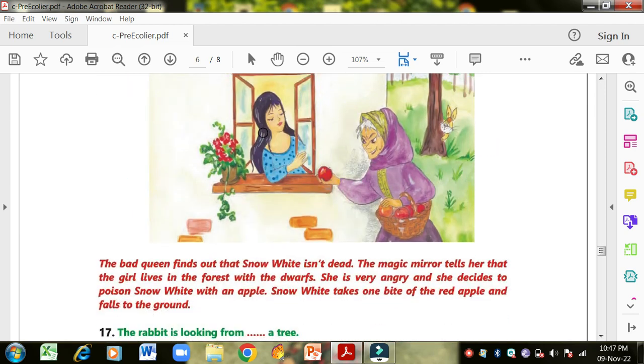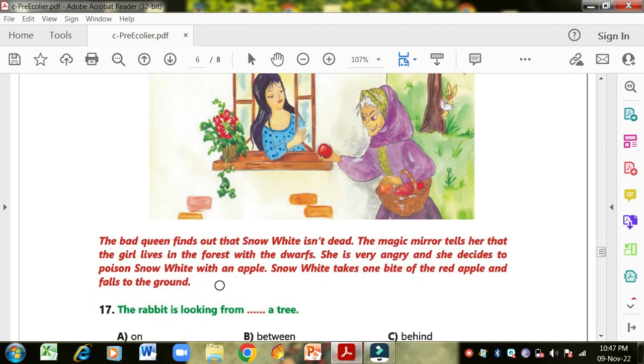Okay, the next page. Now you can see that the Snow White is taking the apple from the old woman. And let's see what the story is. The Bat Queen finds out that Snow White isn't dead. The magic mirror tells her that the girl lives in the forest with the dwarfs. She is very angry and she decides to poison Snow White with an apple. Snow White takes one bite of the red apple and falls to the ground. Now the apple must be poisoned, and when she ate that apple, she fell on the ground.